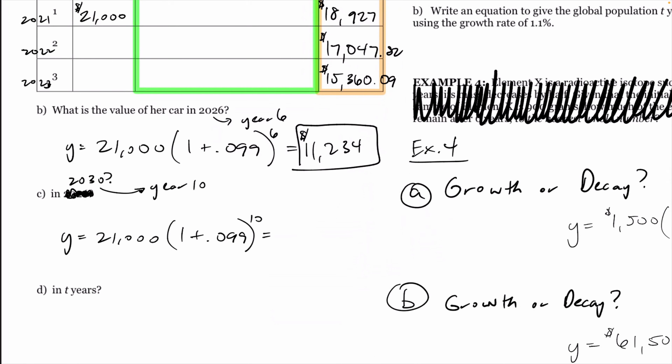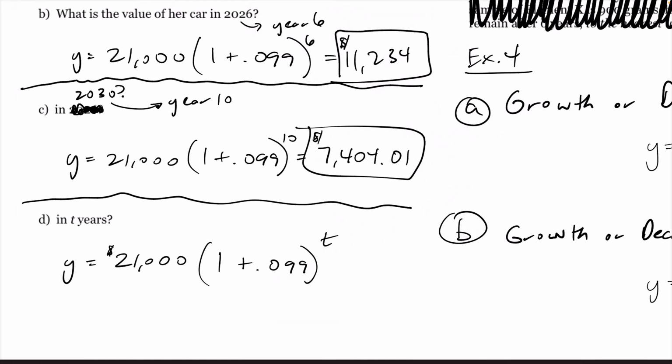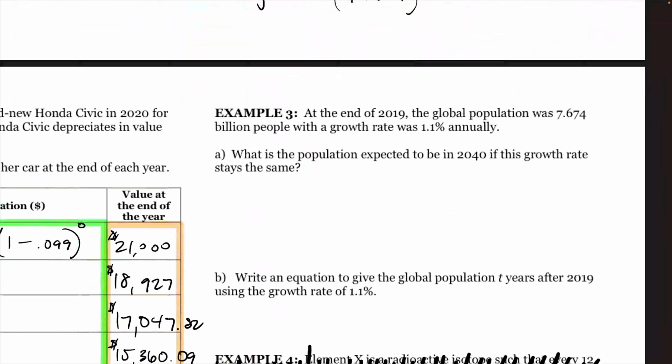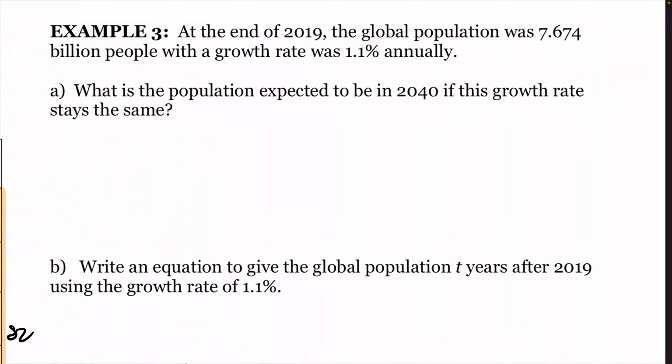What formula did we use? Well, for this problem, we said $21,000 is the starting value. We subtracted 0.099, and then we said how many years? So for cars or things like that, money isn't the only thing that appreciates or depreciates. What else appreciates or depreciates? Go to number 3.